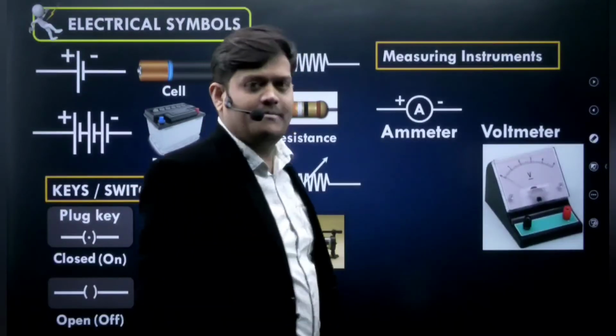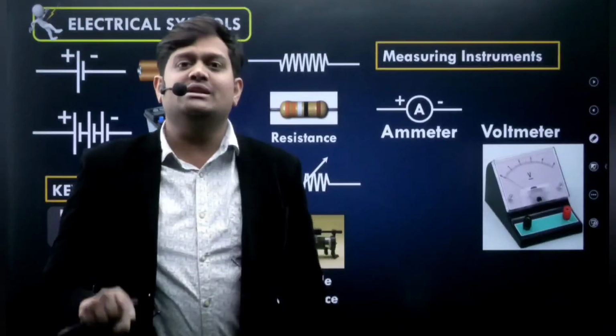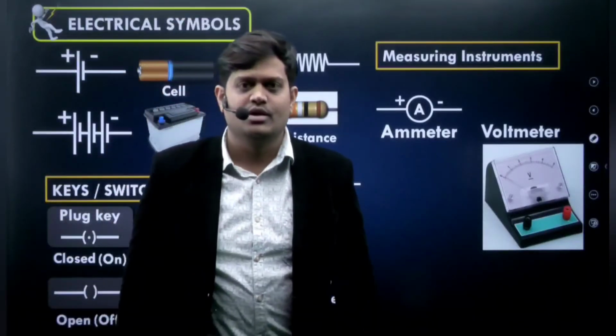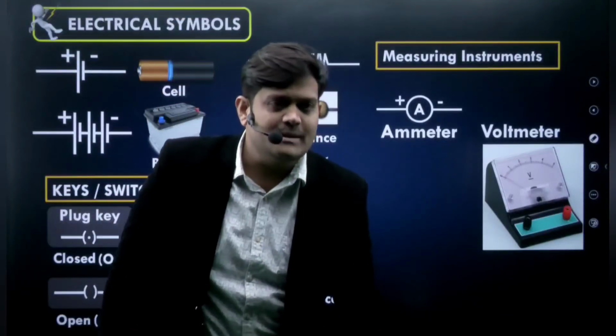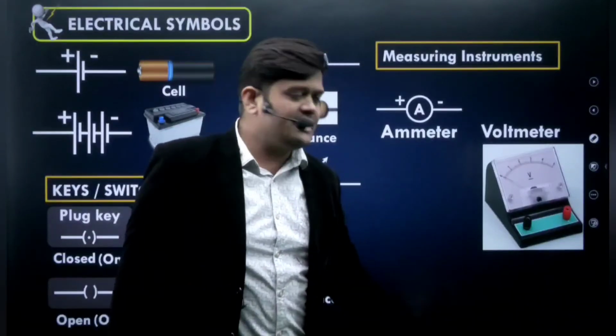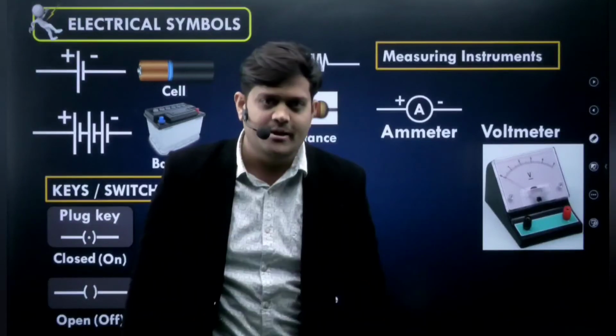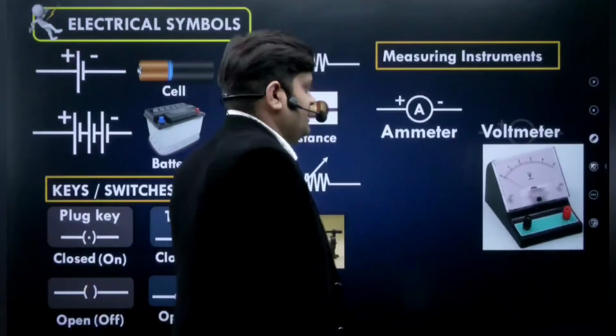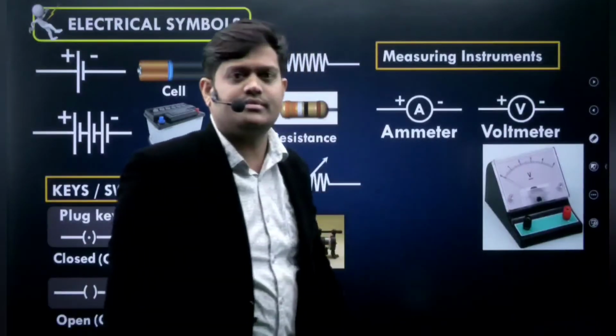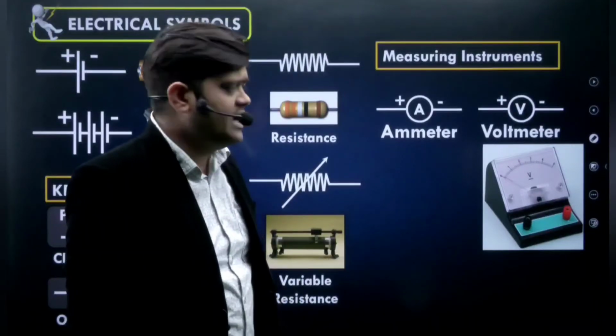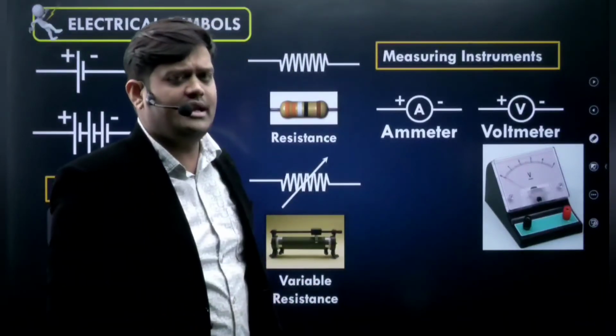The second one is a voltmeter. The voltmeter is used to measure the potential difference. The electrical symbol is this, V. These are the electrical symbols which are used in electric circuits.